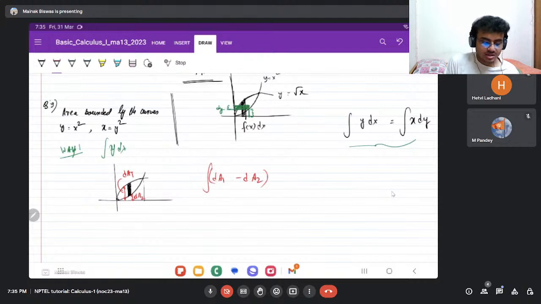Like this you can write. This will give you your entire area. Agreed? We are integrating small areas to get the complete area.